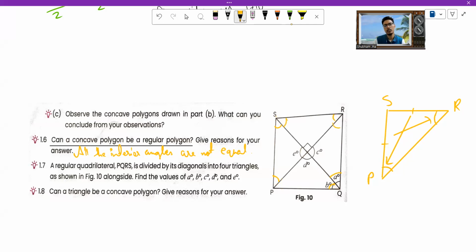Again, this angle will be equal to this angle, and this angle will be equal to this angle. Now, since it is a regular polygon, this can be easily identified. We don't need anything else. This is a diagonal, so it is a straight line, and a straight line is always 180 degrees.